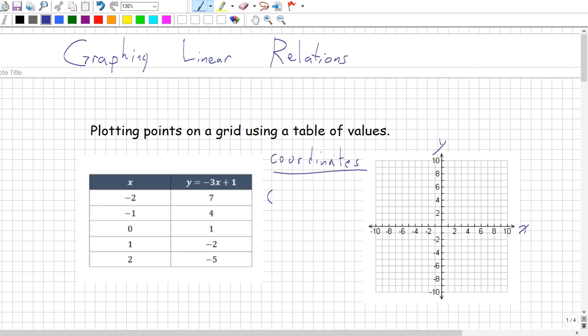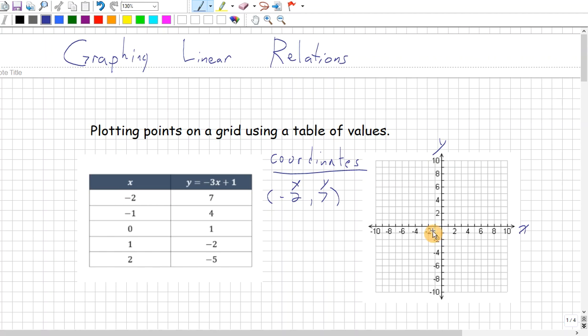The way I write it in coordinate form is -2, 7. So I separate the two values with a comma. I write the X term first, and then I write the Y term second. So X goes first, Y goes second. When I'm plotting the point on the graph, I go along my X axis first, and these aren't 2 points I'm going to plot. It's 1 point.